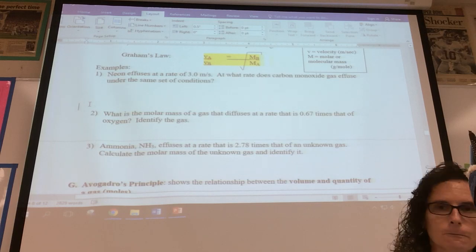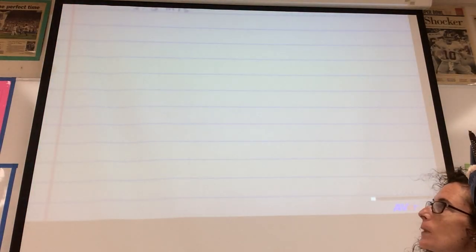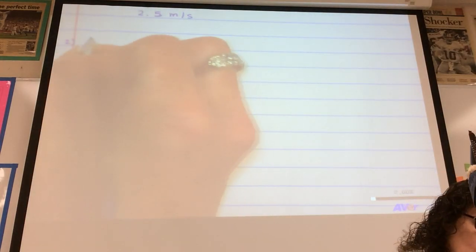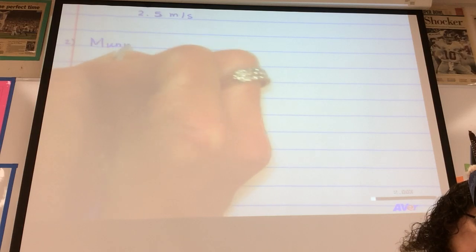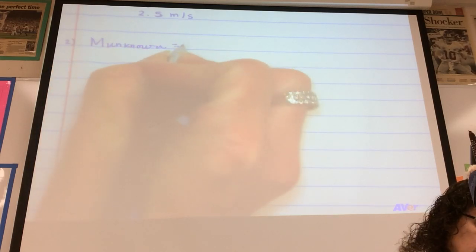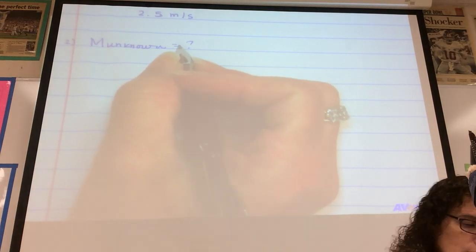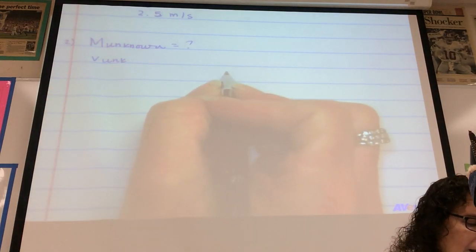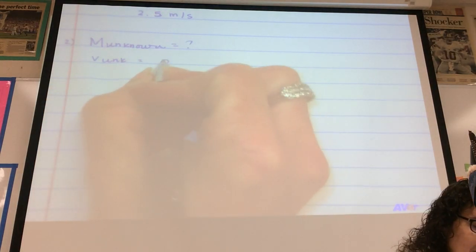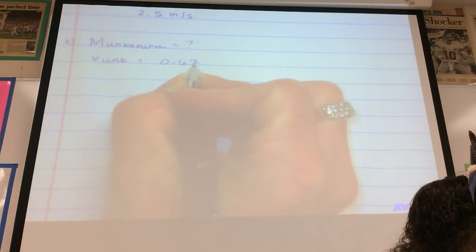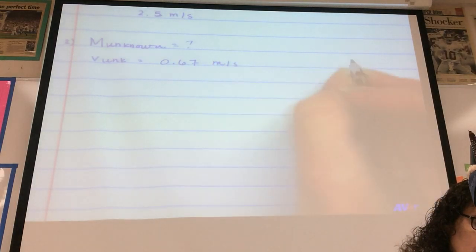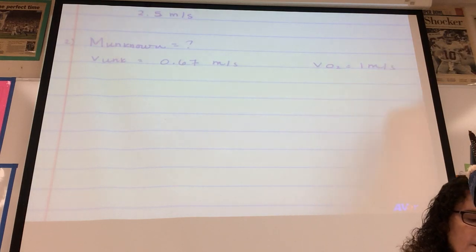Let's take a look. Let's get the information down and see what we can do. On number 2, we want to know the molar mass of some unknown gas. The velocity of the unknown, which I'm abbreviating UNK, is 0.67 times that of oxygen. I'm going to set that at 0.67 meters per second. I'll set the velocity of oxygen gas at 1 meter per second.